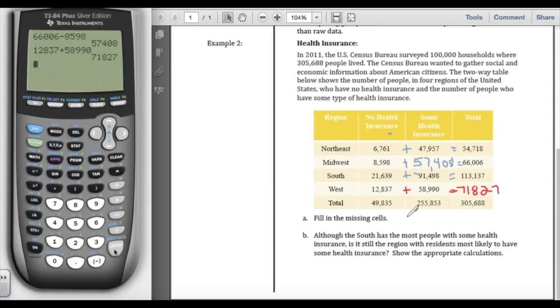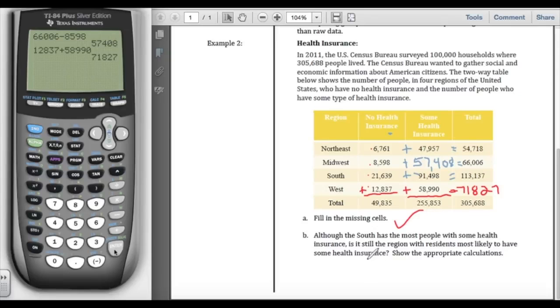I've got the total here. And these totals come from adding all of these with no health insurance. If I add all of these together, it's going to be the 49,835. If I add the total with some health insurance all the way down these four numbers, it's going to be 255,853, and same with this column. That is a property of two-way tables. The rows add up to be the totals on the right-hand side. The columns add to be the totals on the bottom. So I filled in the missing cells.